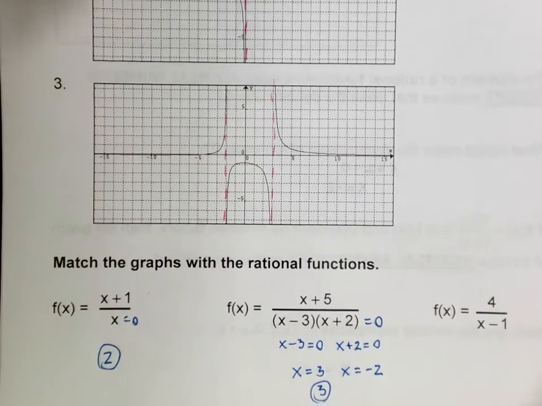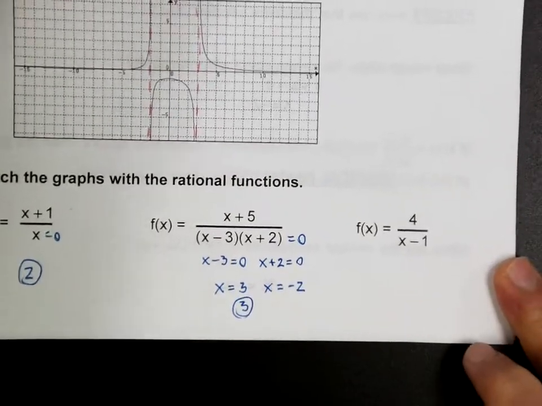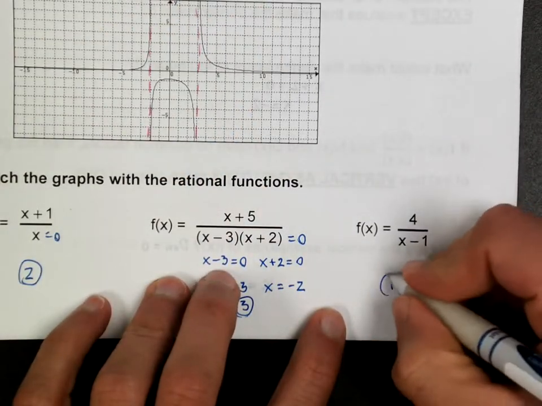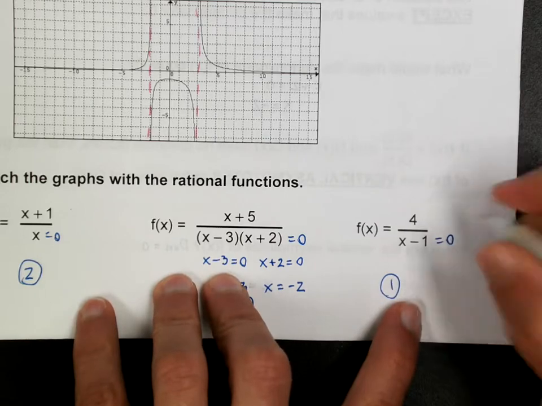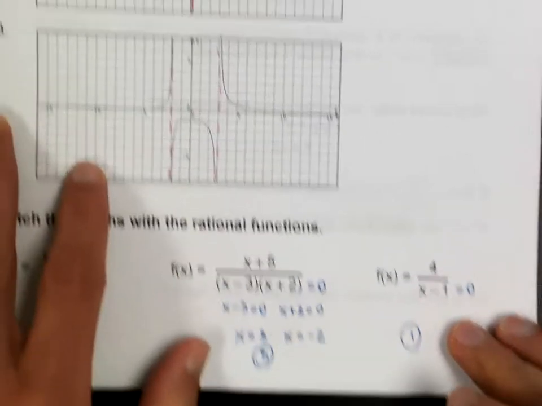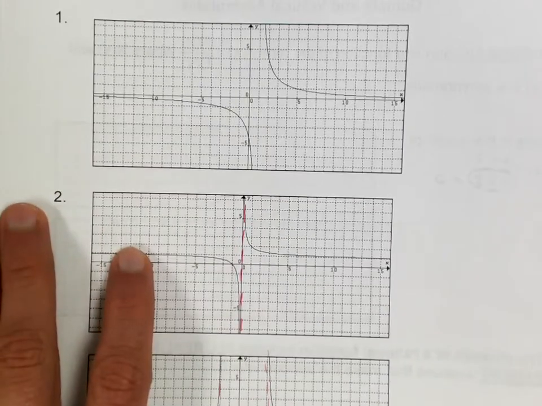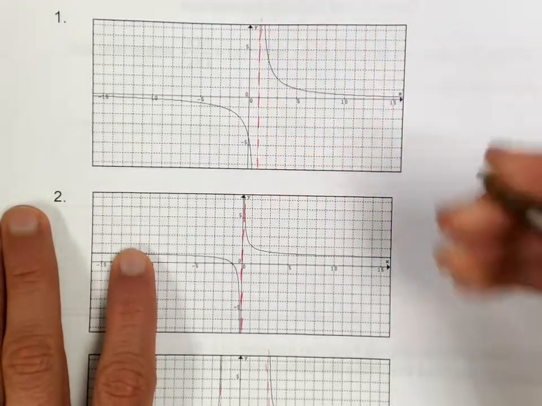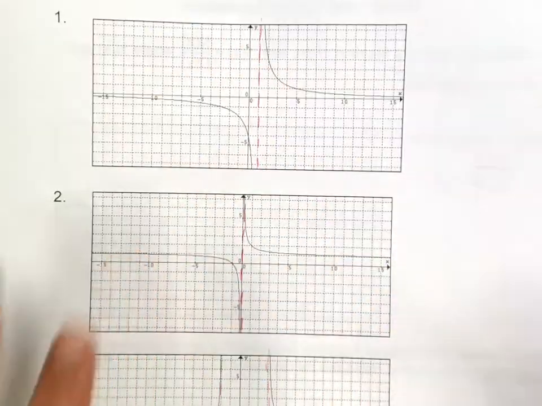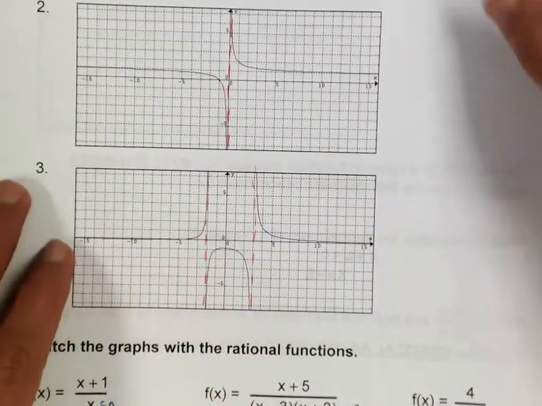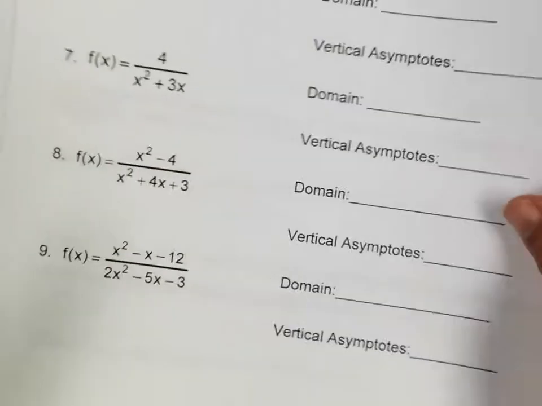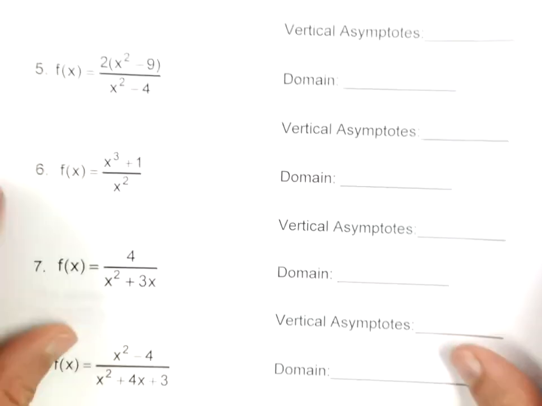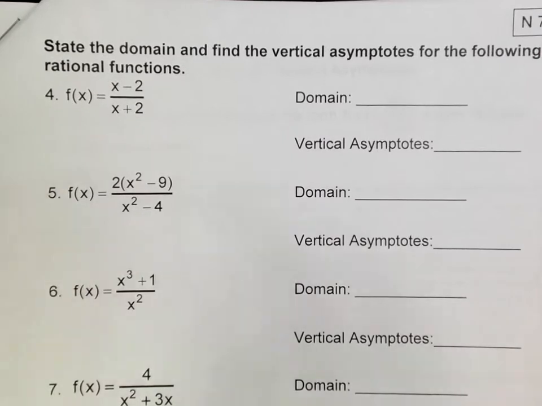Last but not least, well, I guess you can do this by process of elimination, but notice that on this one, if I set only the denominator equal to 0, I would get x is equal to 1. This one's a little bit harder to see, I think, but normally the function gets really, really close to that vertical asymptote without actually touching it or crossing it. So let's go ahead and talk about these. It turns out that where the denominator is equal to 0 tells you both your domain and your vertical asymptotes.